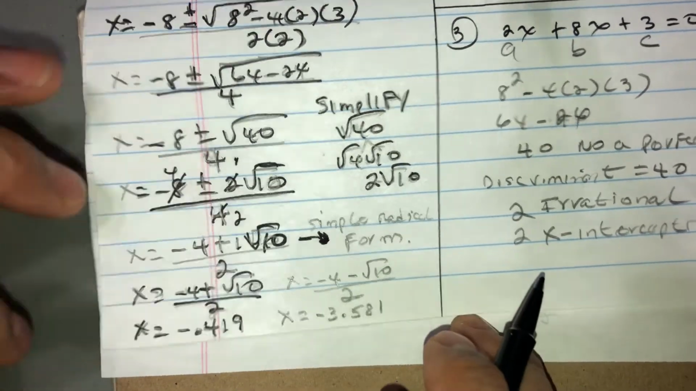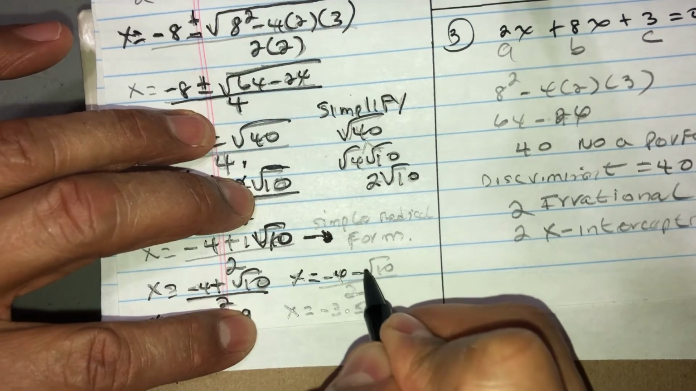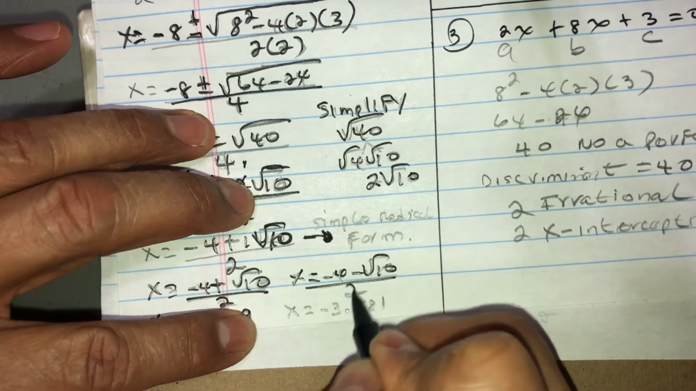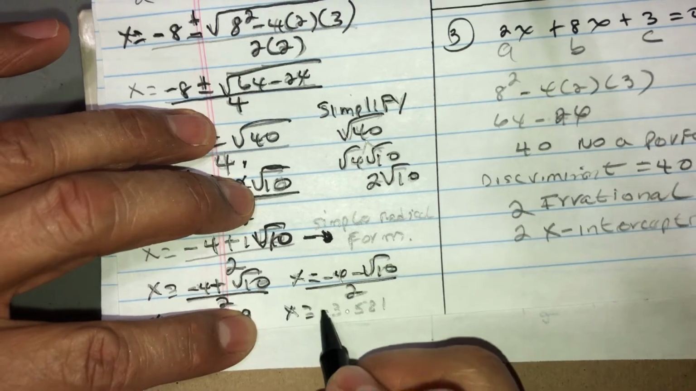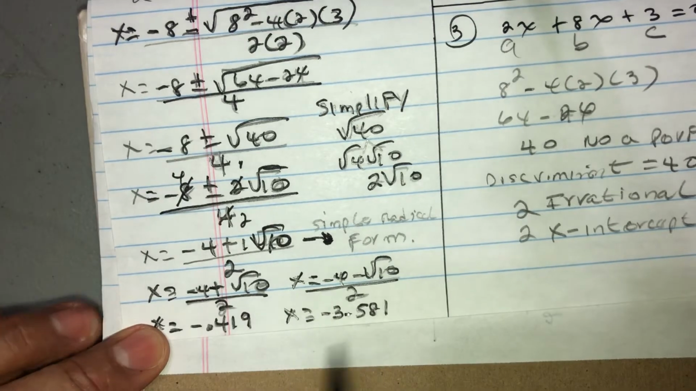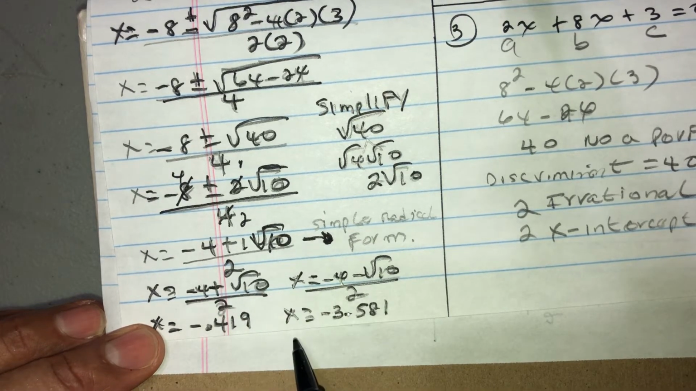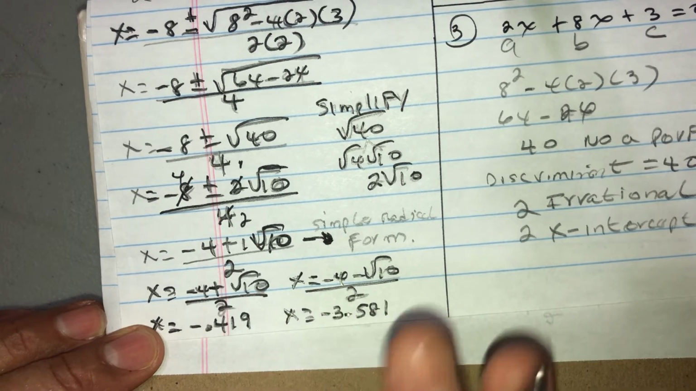And if I put it on the calculator, I will get -0.419. If I do my other root, I would write -4 minus radical 10 divided by 2, which gives me -3.581. So that will be the roots as decimals. Remember, simplest radical form and decimal. I hope that clarifies what you have to do in the quadratic formula.